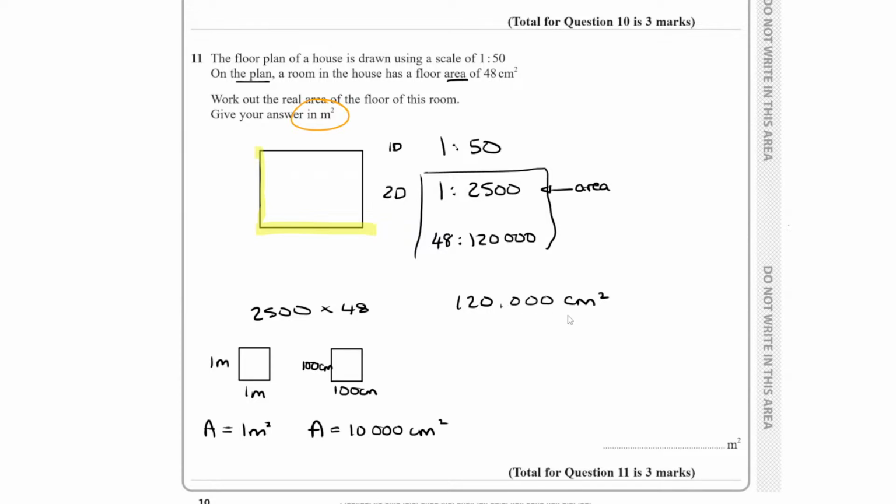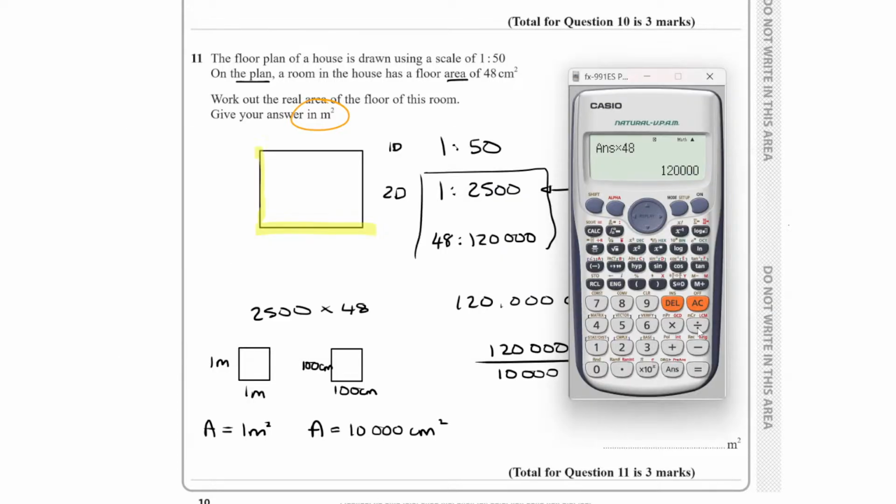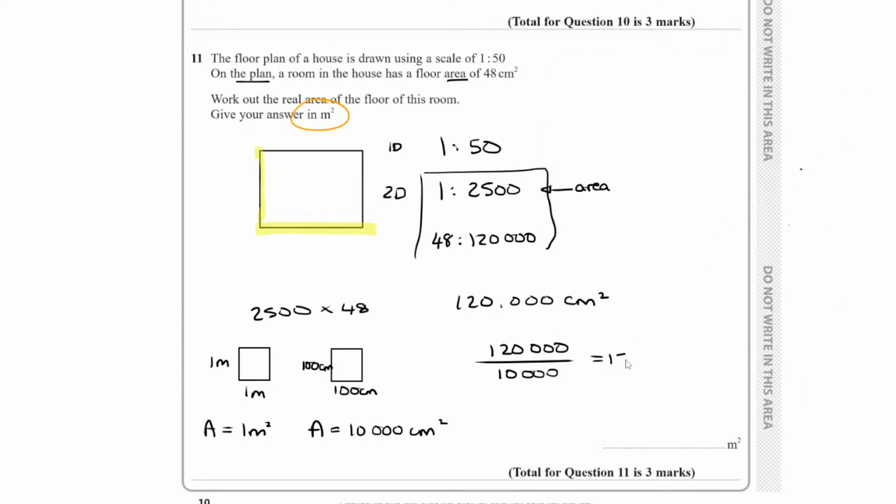So to convert it into meters squared, obviously it's going to be a smaller number, so I need to divide 120,000 divided by 10,000 is 12. Okay? So it's these little details we need to check as well. We want it in meters squared. You can see all that, yeah.